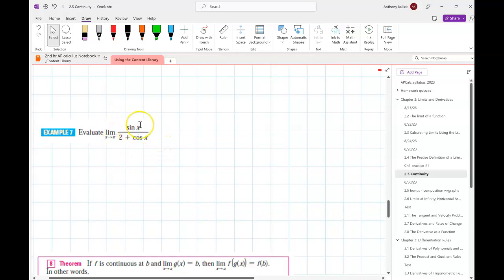Is the quotient of two continuous functions continuous? Everywhere where the denominator is not 0. Can 2 plus cosine x ever equal 0? No, why not? Great, because the lowest value cosine x can take is -1. 2 plus -1 will never get to 0, right? So we're good. This is continuous everywhere. Everybody agree? Yeah. As a result, all I need to do now is substitute in.